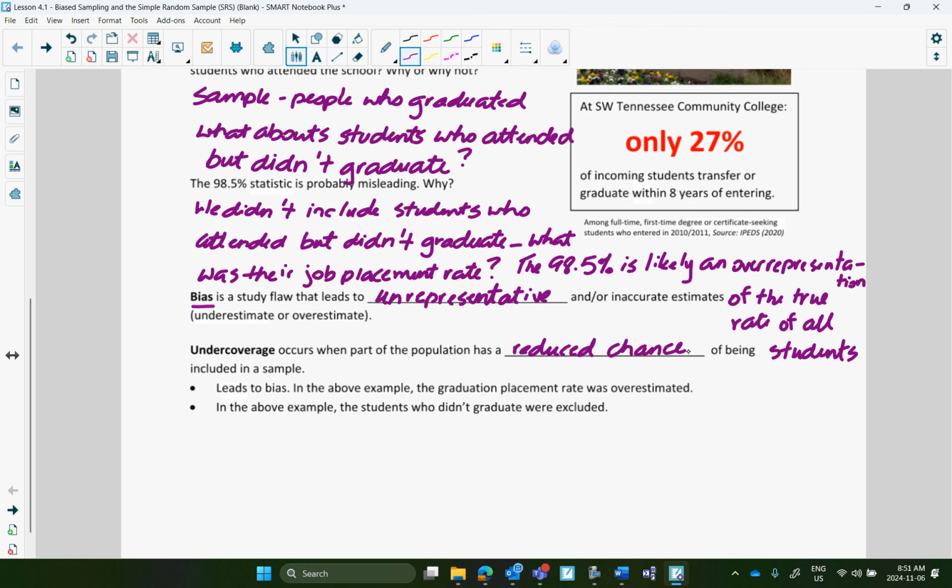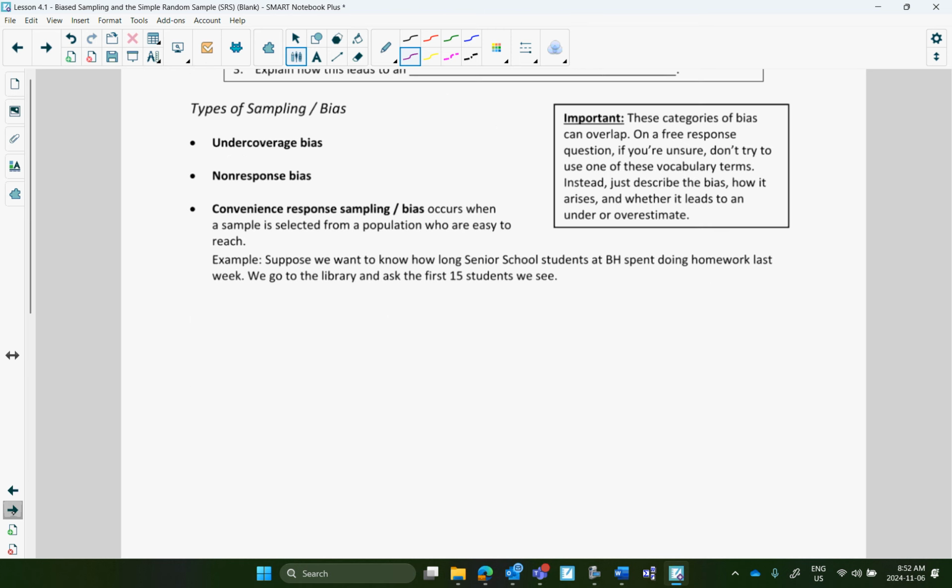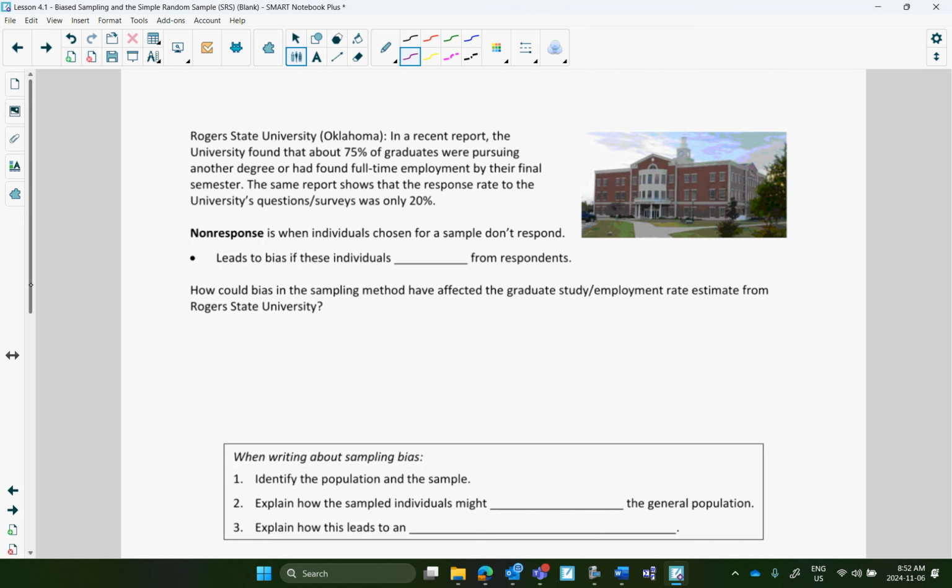Because, and I didn't address this here, but if I look at this, only 27% of students who attended the college graduated. Okay? That's not a big amount. That's a large number of students that I didn't talk to. Okay? Definitely undercovered. Another type of bias is something called non-response, which is kind of self-explanatory.